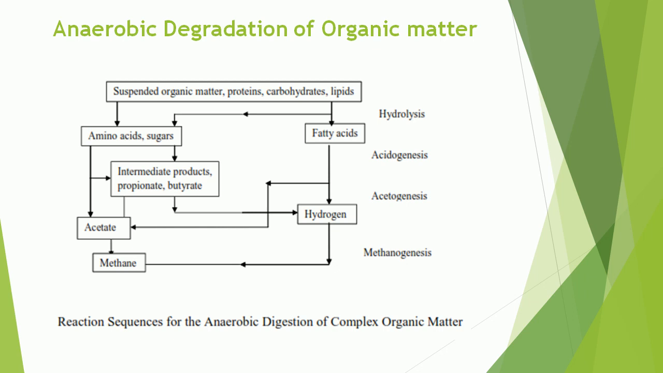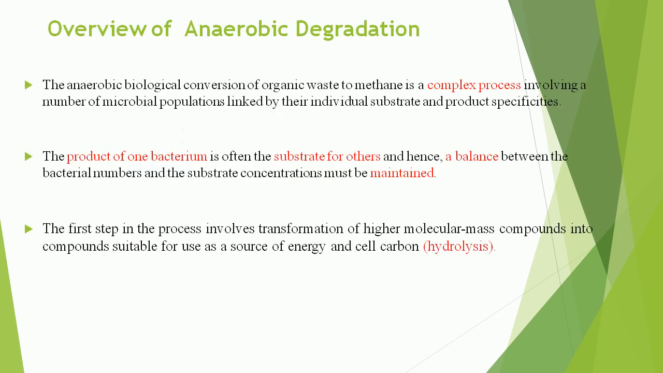From these simpler compounds corresponding acids are formed and the process is called acidogenesis. After this, corresponding acetates are produced and the process is called acetogenesis. Finally, in the absence of oxygen, methane is formed and the process is called methanogenesis. So just look at the overview of anaerobic degradation.